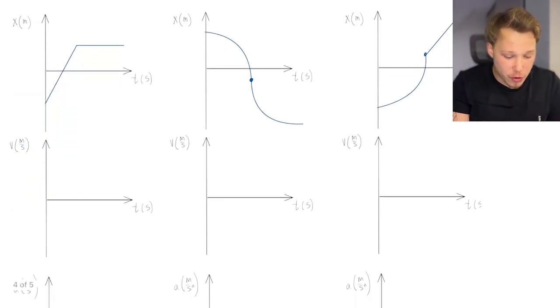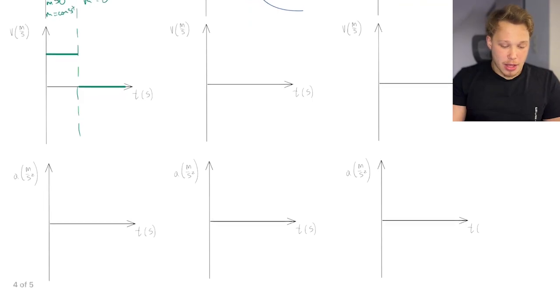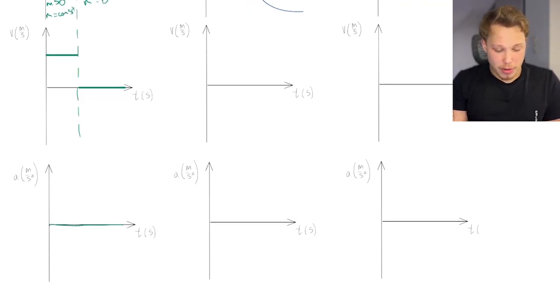So looking at the first graph right here, notice there's two different regions, right? This one with a positive slope, with a positive constant slope. So the velocity is just a horizontal line above the x-axis. Again, the slope is positive and it's constant, meaning velocity is positive and constant. And over here, the slope is 0, so the velocity is 0 as well. Great. Therefore, acceleration is 0 as well, right? Because the slope of these lines is horizontal.